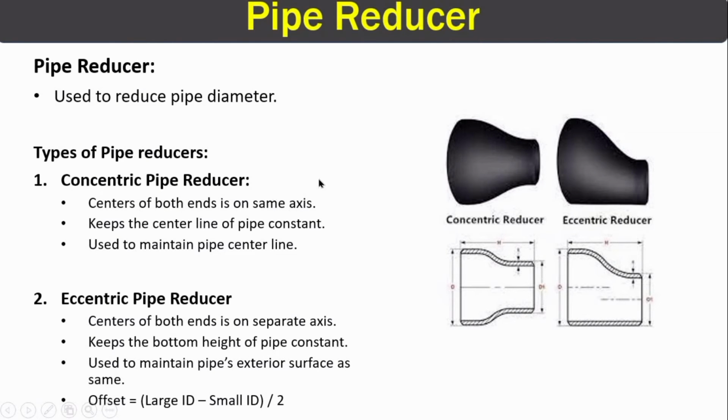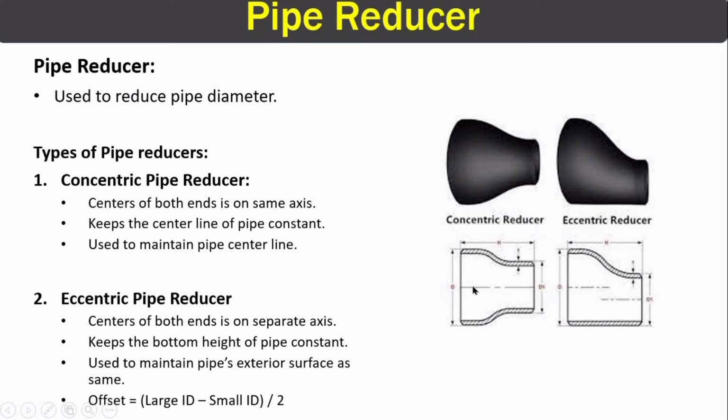In pipeline, if we need to increase the pipe diameter or decrease the pipe diameter, then we use a pipe reducer. Pipe reducer has two types: eccentric pipe reducer and concentric pipe reducer. In this image, you can see there is a concentric reducer and an eccentric reducer. In the diagram below, you can see the difference between them.